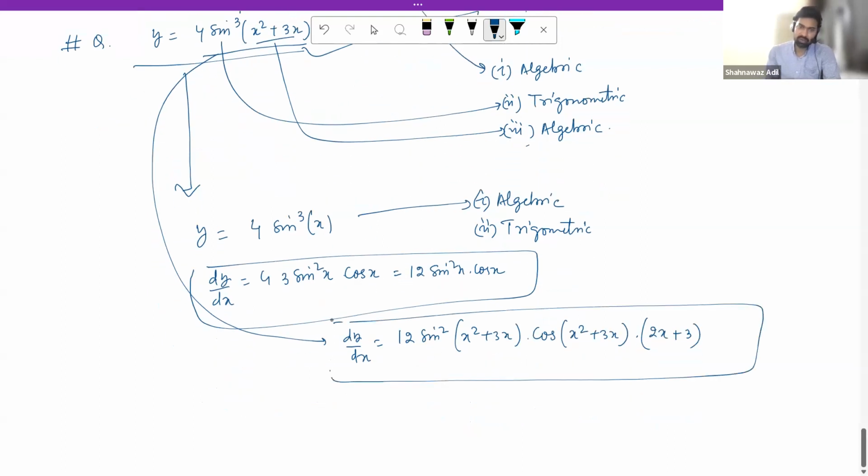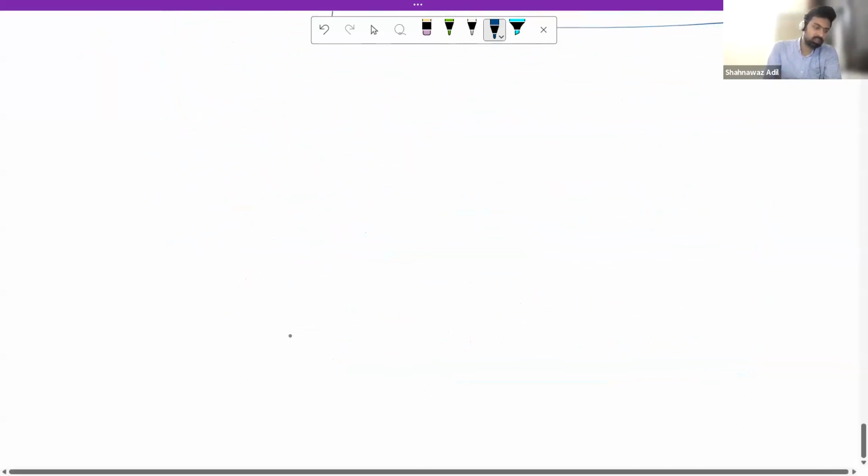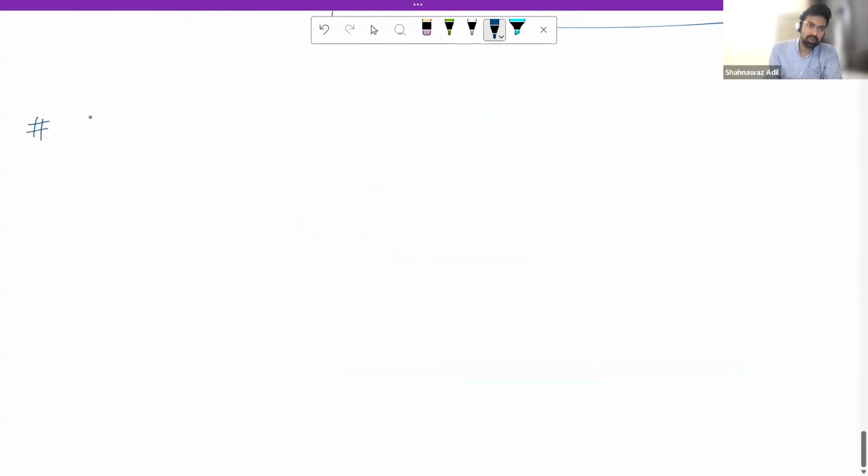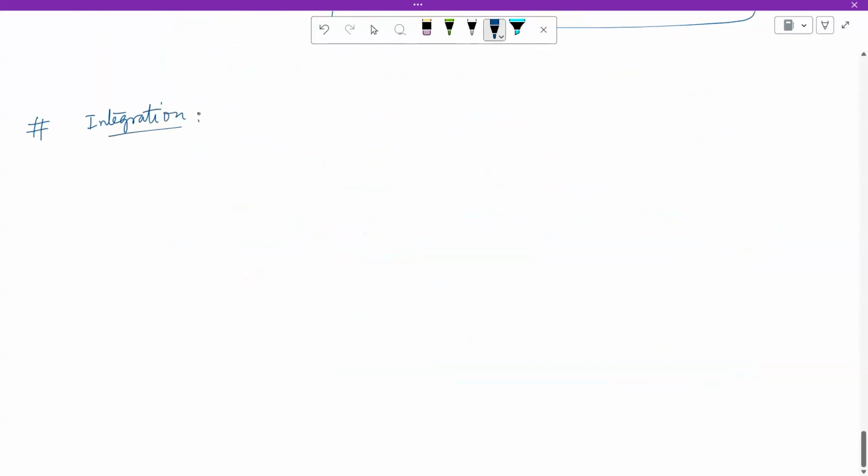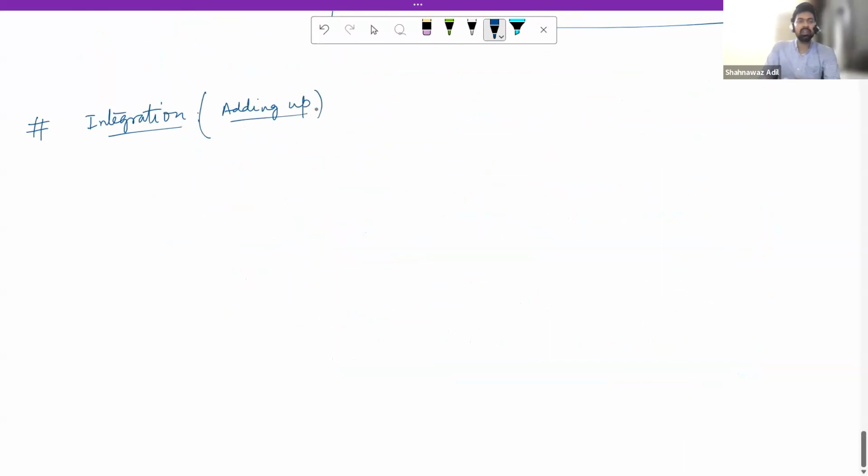So good. Now I guess your differentiation is very strong, so we can move on to the integration part, right? Now the next part is integration. What is the meaning of integration? Adding up, right? So this is adding up. And what is the physical meaning we will learn now. Let me just see this here.